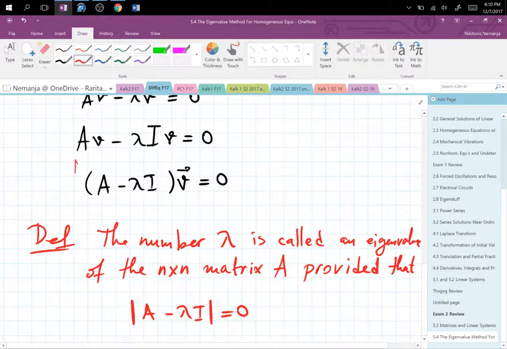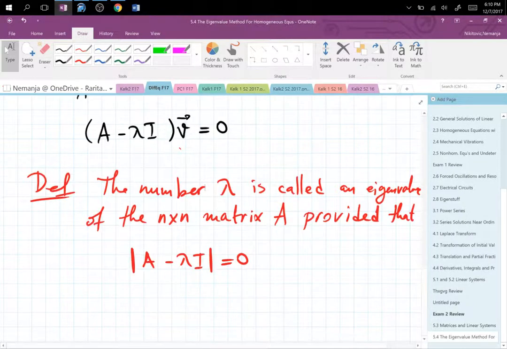So if you have two things that are multiplying into a 0, well, one is 0 or the other one is 0, or both are 0. But we cannot have v to be 0. So the other thing must be 0. And that's where we get the equation that gets us eigenvalues.